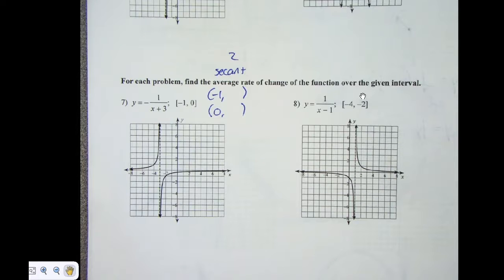We just plug in, right? So go ahead and do that one. Find the y values, then find the slope, and then plug into your point slope formula, and then get slope intercept formula.